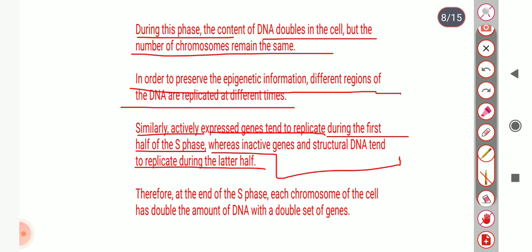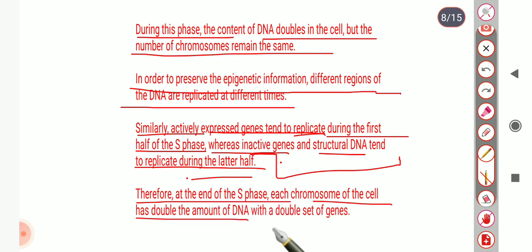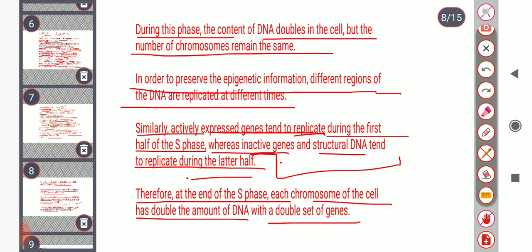So actively expressed genes are replicated first in S phase, whereas inactive genes or structural DNA replicate in the later half. Therefore, at the end of S phase, each chromosome of the cell has double the amount of DNA, and hence a double set of genes.